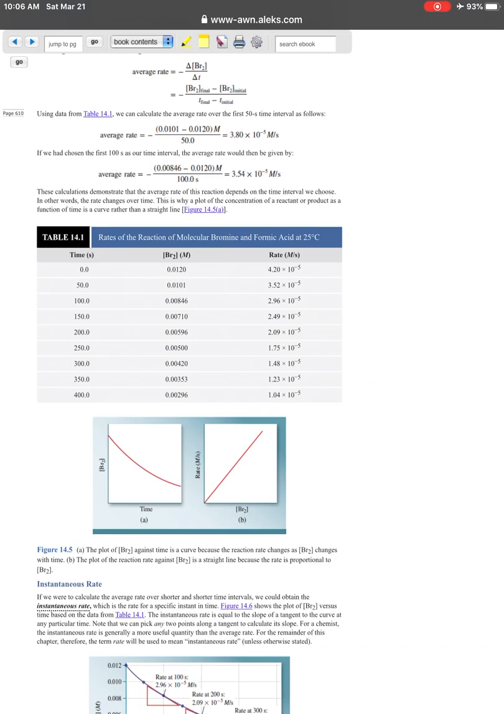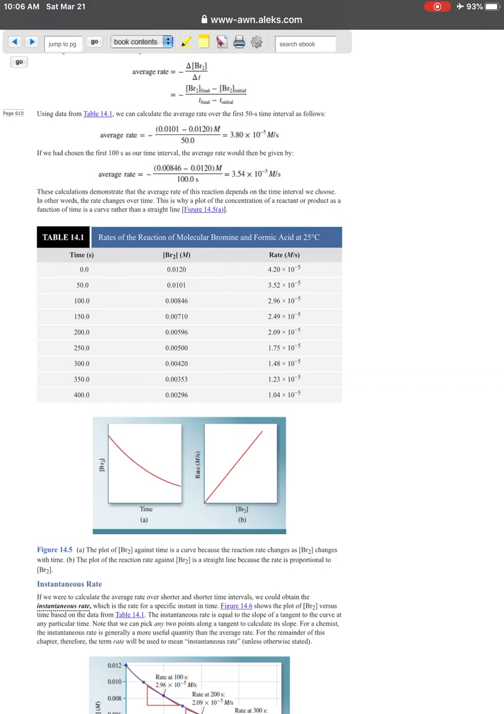Now, below it says if we had chosen the first 100 seconds as our time interval, the average rate would then be given by 0.00846, so that's at 100, minus 0.010, that's at 0. That difference divided by 100 minus 0. Again, they're being a little sloppy here. It should say 100 seconds minus 0 seconds. That will give you 3.54 times 10 to the minus 5 molarity per second.